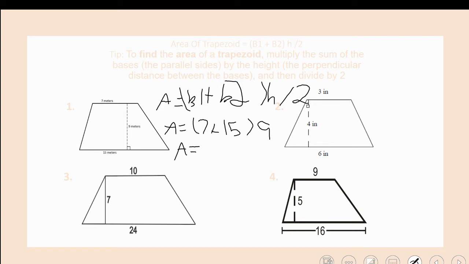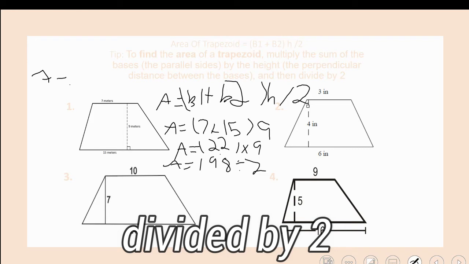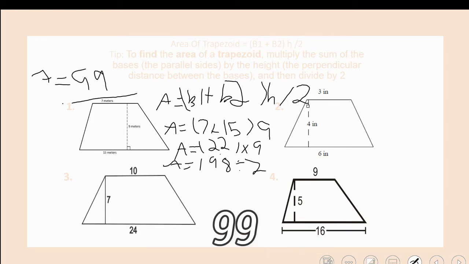Now 7 plus 15 equals 22. And then 9 is just going to stay the same, and we're going to multiply them together, which will equal 198. 198 here, divided by 2, which will equal 99. So this is the answer, 99.